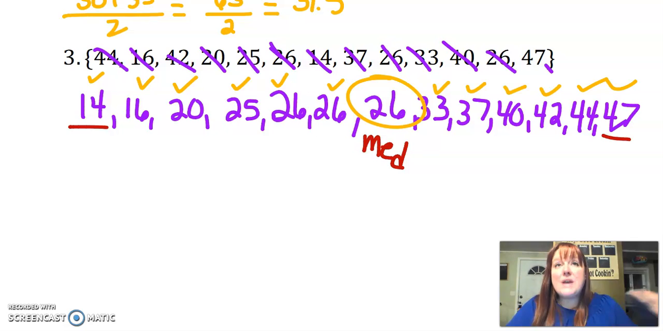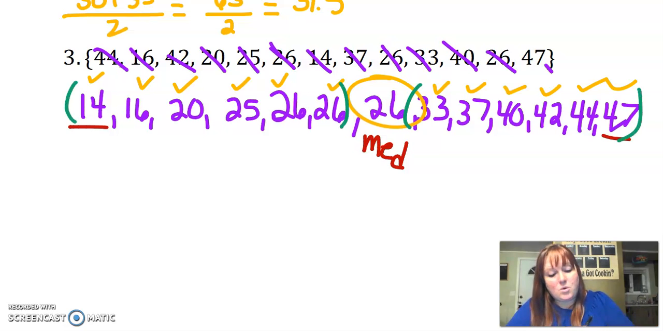Since we have an actual middle number, remember it doesn't count for the bottom or the top. It doesn't count for either side. It just is there, right? So when we do the bottom and the top, we can't include it in either one. We just have to separate it like this. Then we find the middle number of the bottom, which is our quartile 1, and the middle number of our top, which is quartile 3. What we notice is that the bottom has two middle numbers, 20 and 25, and the top has two middle numbers, 40 and 42.